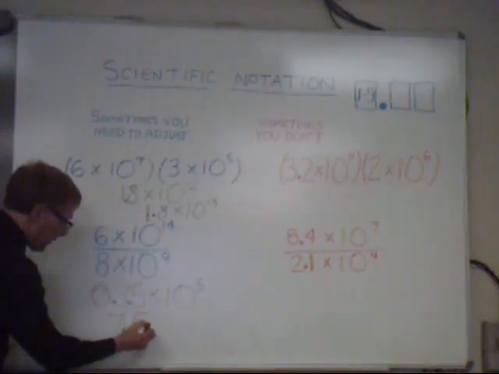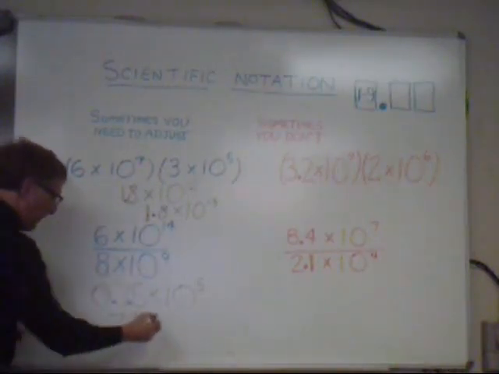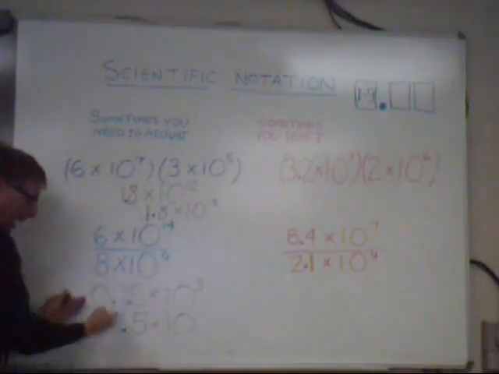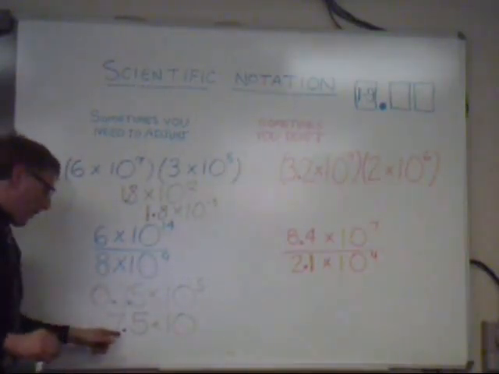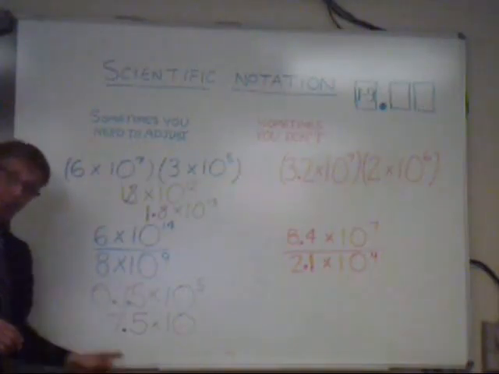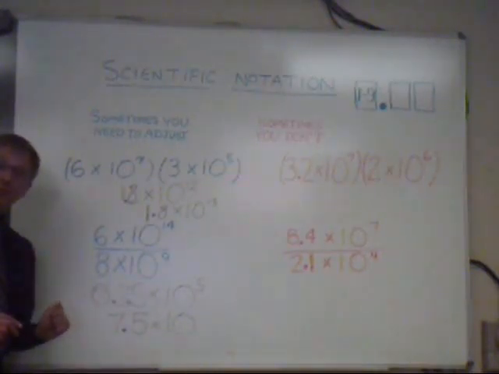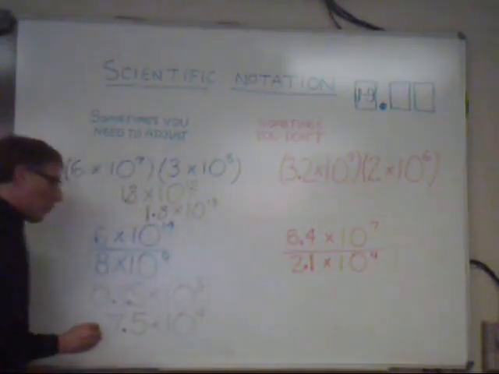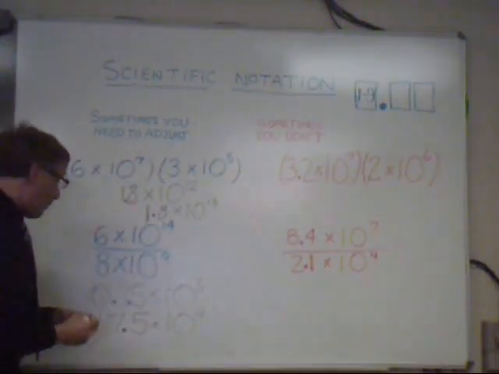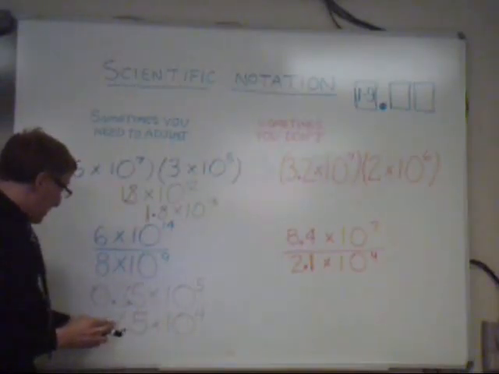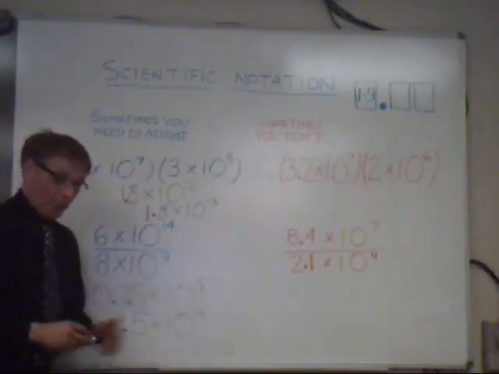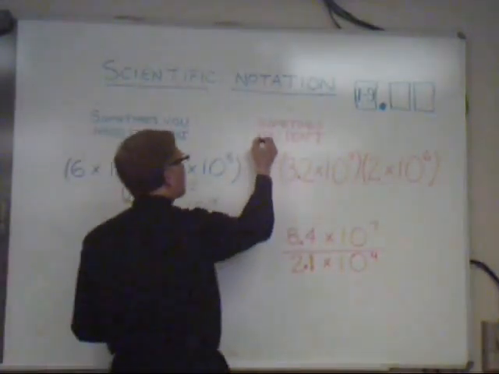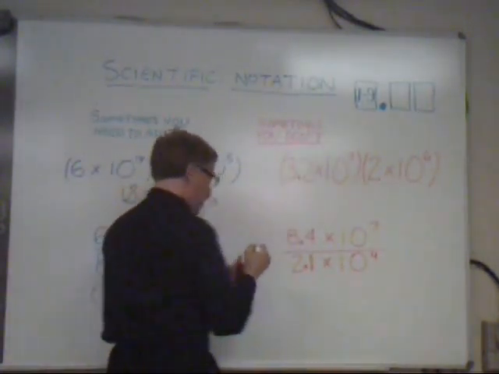One place to the right times 10. And because I made that bigger, I turned 0.75 into 7.5 by moving it one decimal to the right, I go down 1. I adjust it down 1. And I end up with 7.5 times 10 to the 4th. However, as you will see with these problems here, sometimes you don't adjust.